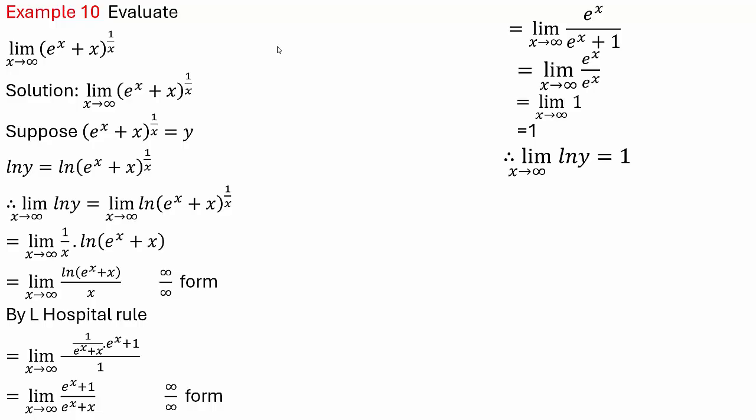Therefore, limit x tends to infinity of log of y equals 1. But limit x tends to infinity of log of y is nothing but log of limit x tends to infinity of y. Therefore, log of limit x tends to infinity of y equals 1, and hence limit x tends to infinity of y equals e raised to 1, which is e, and hence limit x tends to infinity of e raised to x plus x, raised to 1 by x, equals e.